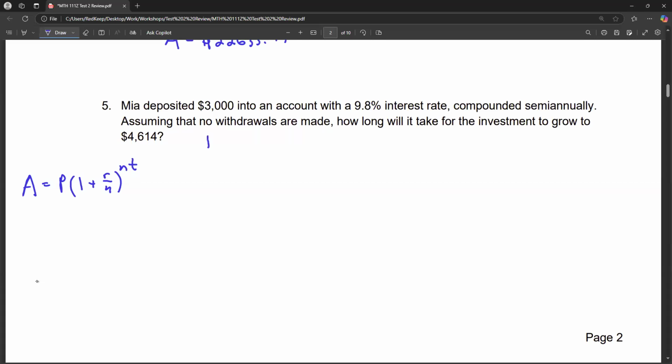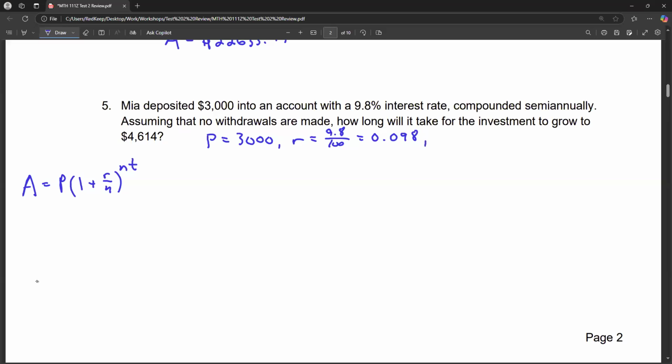Our P is our principal value. That's the amount that Mia deposited initially. And so that's 3,000. Our r is the interest rate, right, as a decimal. So we have 9.8. We're going to divide that by 100. Of course, we know that this moves the decimal place over 2 spaces to the left, right? So hopefully I did that correctly. You can check my work.